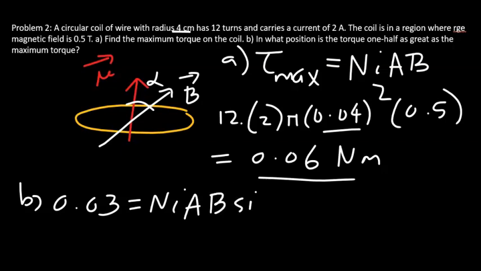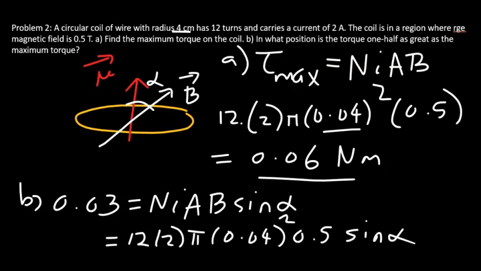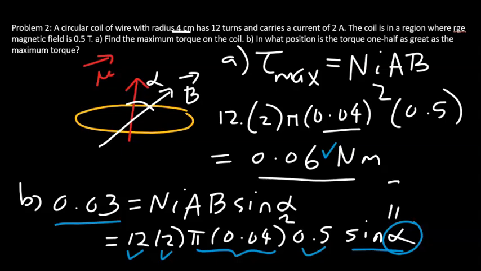NIAB sine of some angle. Now we want to determine what this angle is. So substituting for N, the current, the area, magnetic field, and sine alpha, and equate that to 0.03, which is half of this, one would be able to solve for alpha. And if you solve it, you will get 30 degrees for alpha. So when alpha is 30 degrees, the torque is 1/2 as great as the maximum torque, which is 0.06. And that solves the problem.